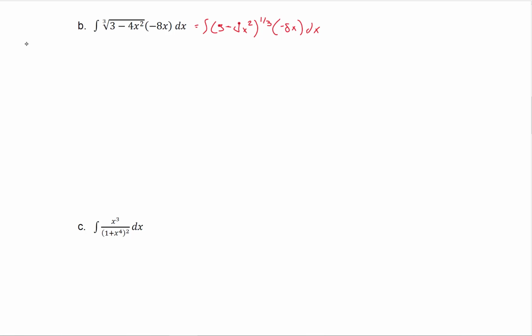In this case, our u is our inside function, so think about what would be your inside stuff if you were differentiating. In this case, it's going to be 3 minus 4x squared, so that's going to be u.